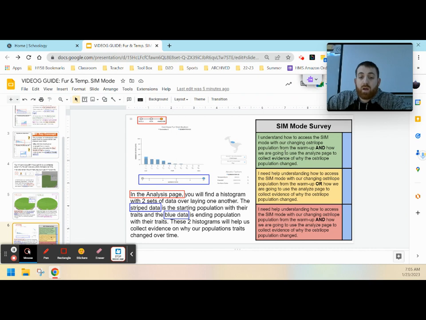So take a moment. You're going to be filling out the sim mode survey, looking at understanding how to access the sim mode and our changing ocelot population from warm-up, and how we're going to be using the Analyze page to collect evidence from those histograms. So take a second, fill out the survey, reach out if you have questions.